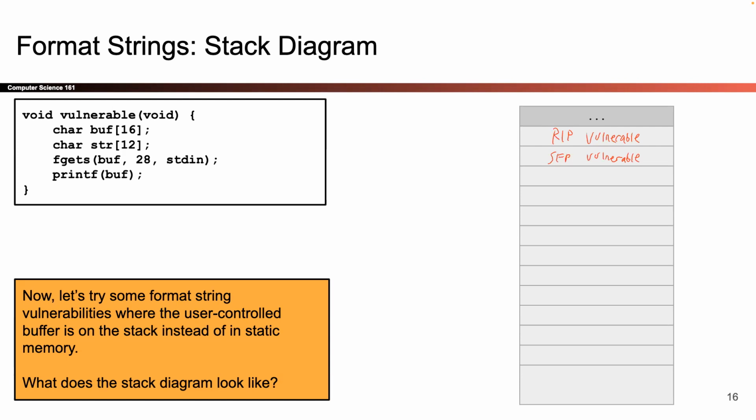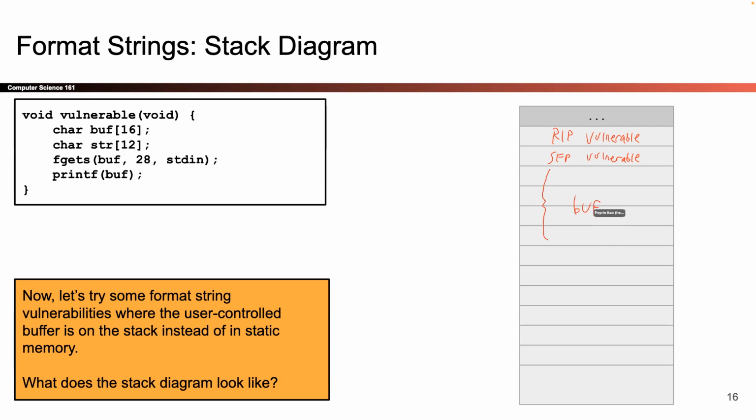Now I can start writing the local variables. So the first local variable is buff. It's 16. So I'm going to use the rule that each row has 4. You don't have to use that. But using my rule that each row contains 4 bytes, buff is going to take up 16 bytes. All right, so that's buff.